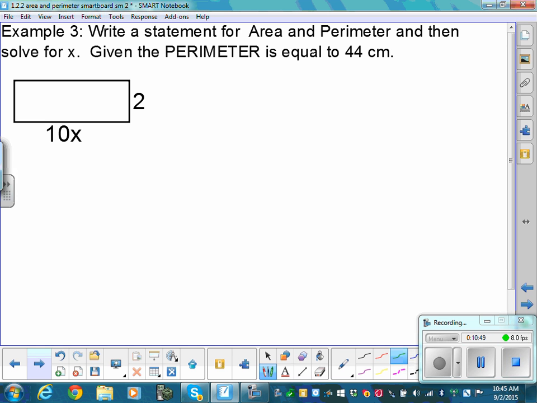Pay attention. All right. So it says write a statement for area and perimeter, and then solve for x. Then it says given the perimeter is equal to 44. So solve for x given the perimeter is equal to 44. Now notice, I capitalized the word perimeter for a reason, because that's super important. Now, some of you read that and are like, wow, that was a lot of words. I have no idea where to start.